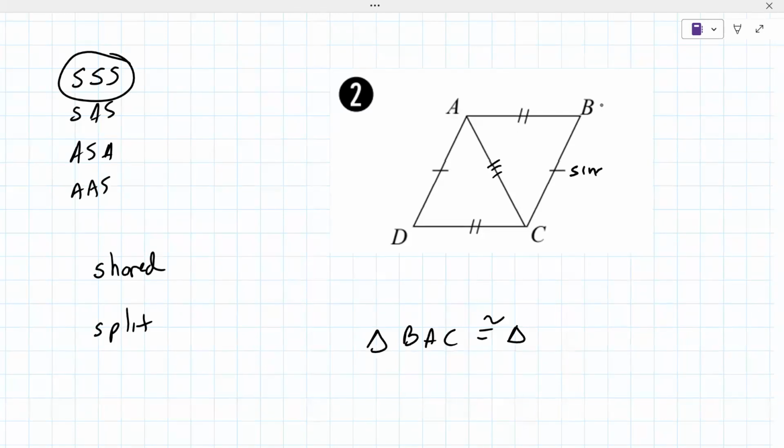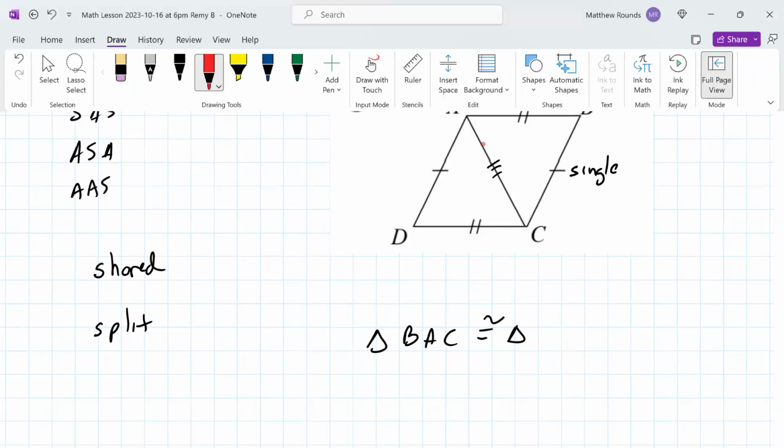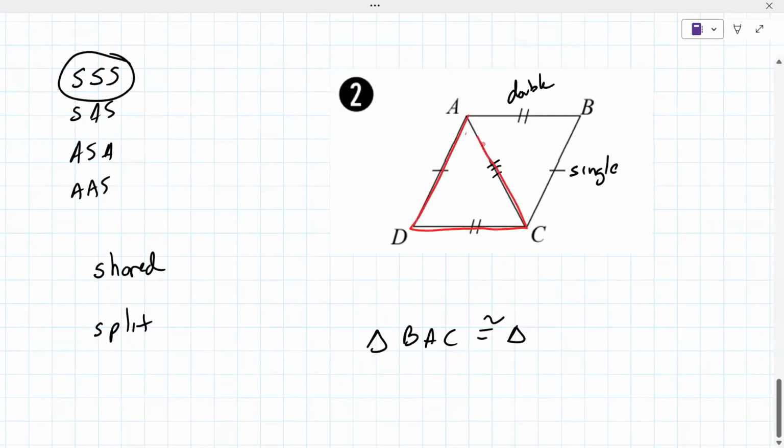Okay, so one line is a single, two lines is a double. B is between the single and the double. Which letter on your triangle is between the single and the double? This is your triangle down here. Which letter is between the single line and the double line? There's the single line, there's the double line. Okay, so D. Do you want me to use different words for one line and two lines?